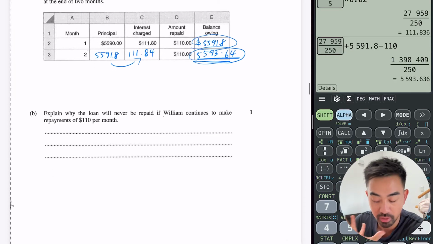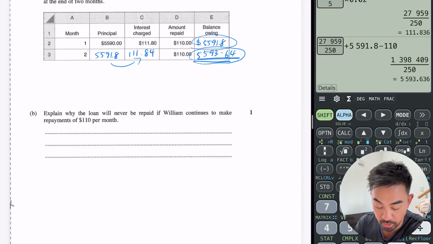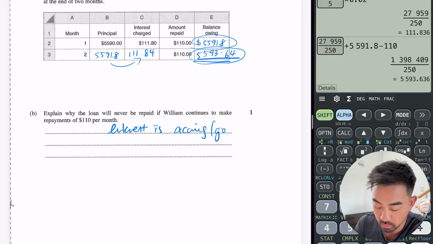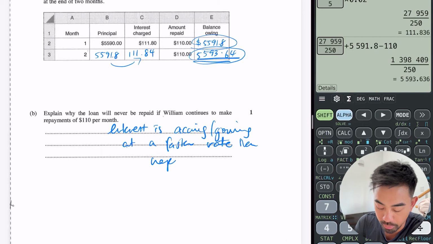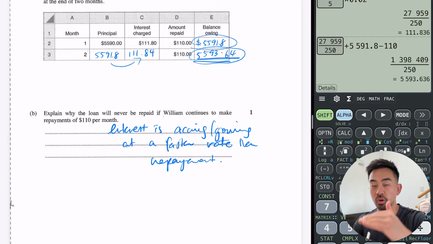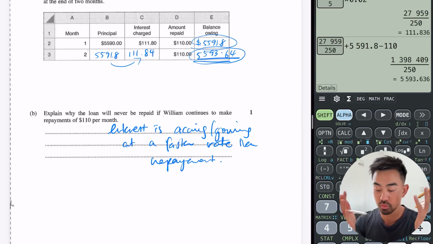All right, B. Explain why the loan will never be repaid if William continues to make repayments of $110. Well, basically, the interest is accruing or growing at a faster rate than the repayment. So the balance is just not going down enough because the interest on it is too much.